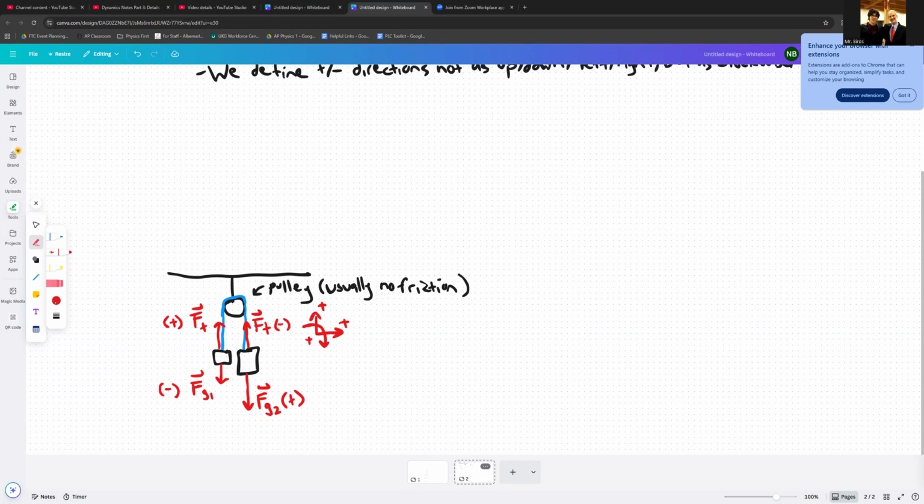Okay. Now, if we did have friction here, friction would oppose the clockwise acceleration. So this would be, we could draw it like this. Friction would be drawn as like a counterclockwise curved arrow. That would be force of friction kinetic.